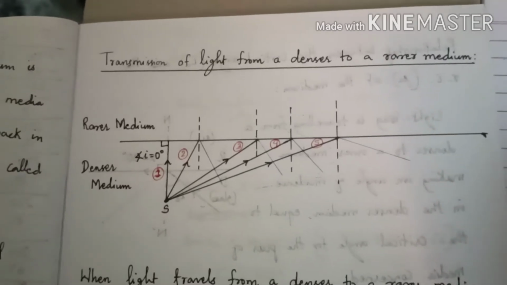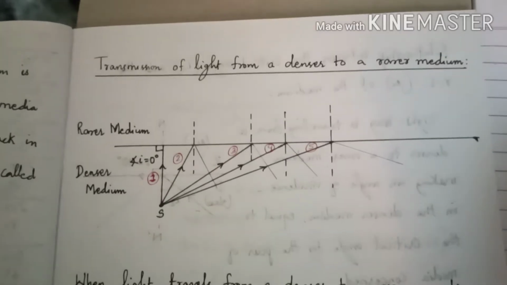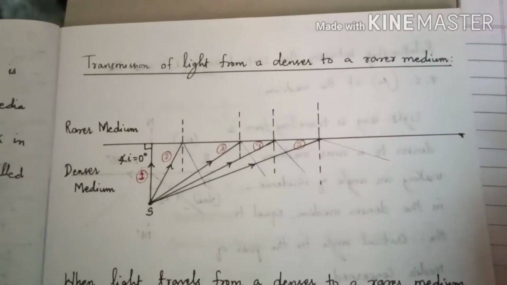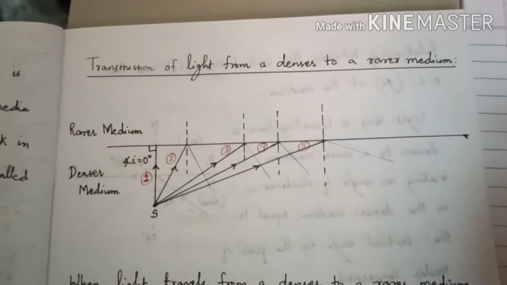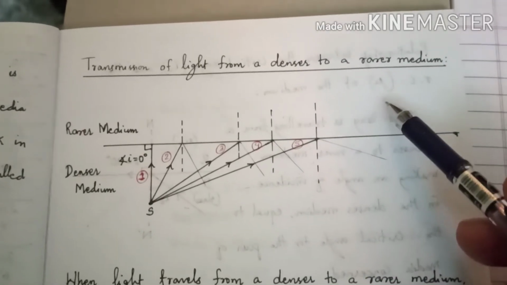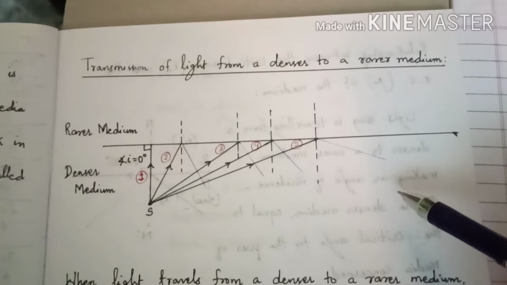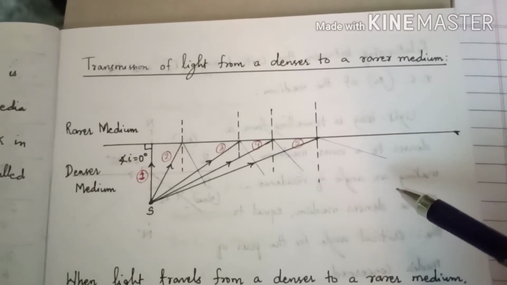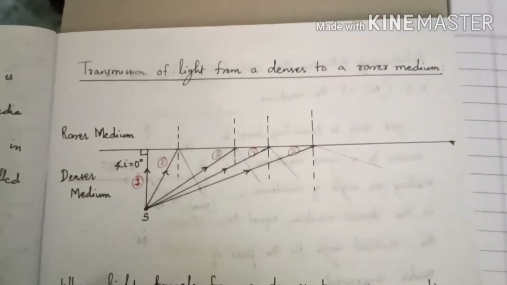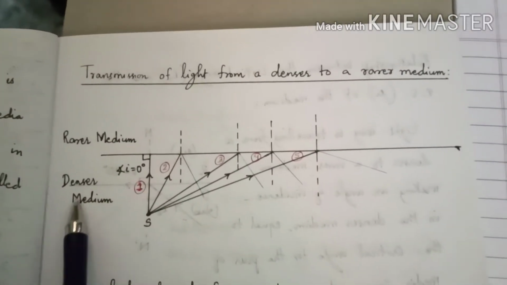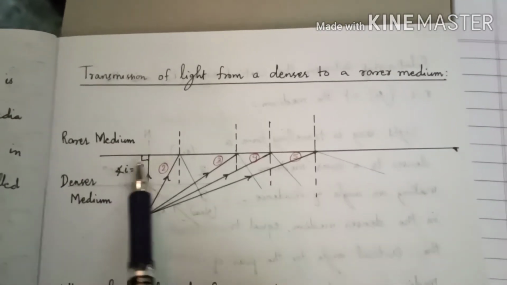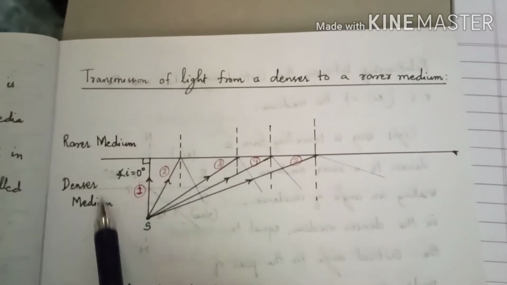Hello everyone. Before we begin with today's lesson, I suppose you remember from my previous video lectures that when light travels from a denser medium to a rarer medium, it bends away from the normal. And whenever refraction takes place, there is some partial amount of reflection also. So in this case, we have two different media, denser medium and rarer medium. This is the surface separating these two media.